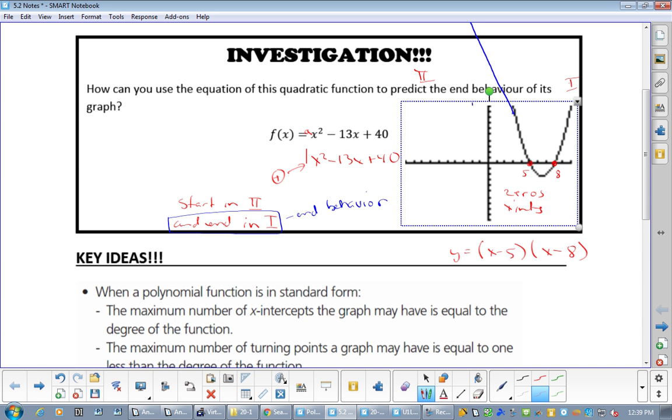Now, they're called zeros because if I put 5 in here, what's 5 minus 5? 0. 0 times this? 0. If I put 8 in here, 8 minus 8 is 0. 0 times all of this is 0. That's why it's called the zeros. Do you see how these will be opposite always of this number down here?